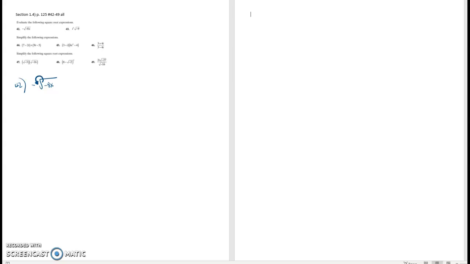So this negative needs to hop out, and that will be a negative. Then we have an i, and then we have the square root of 8x. So you have to take out the negative first, just like you do in anything else.